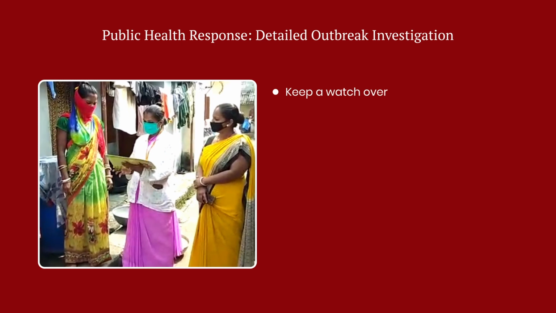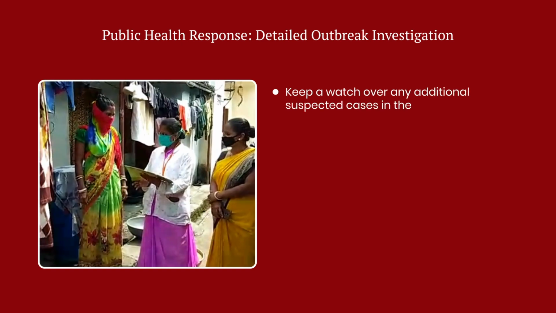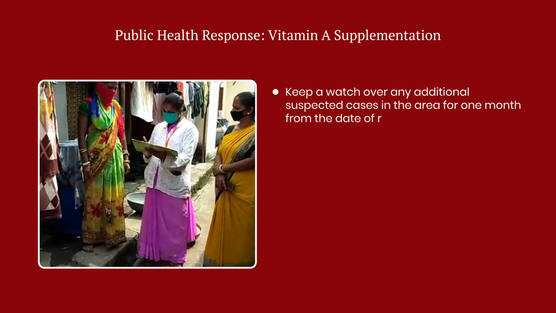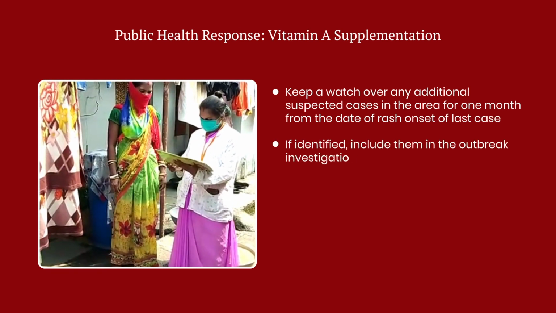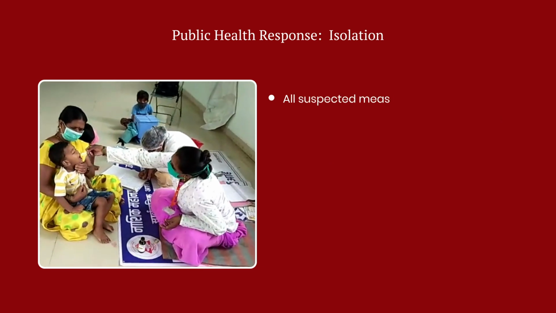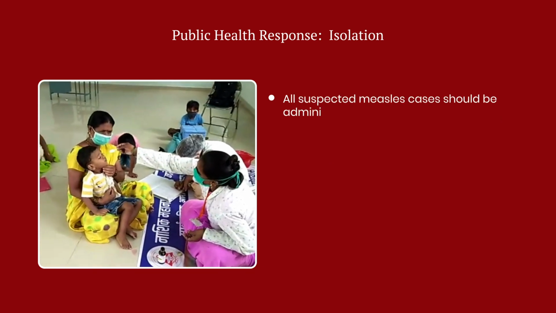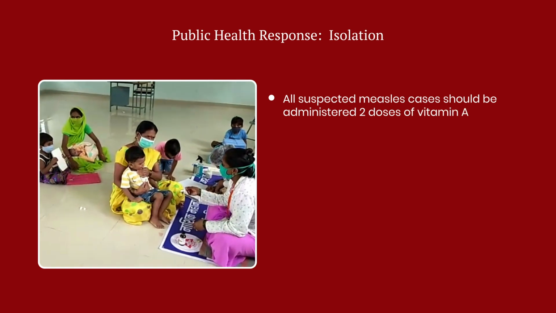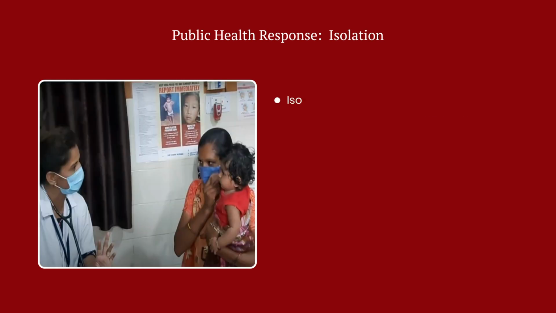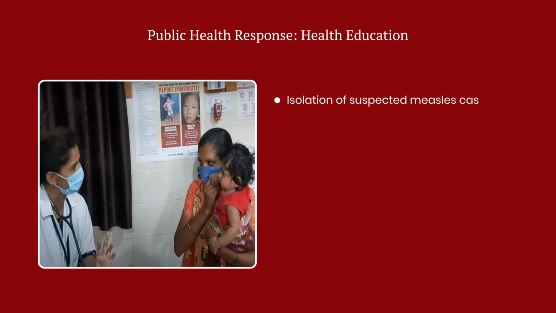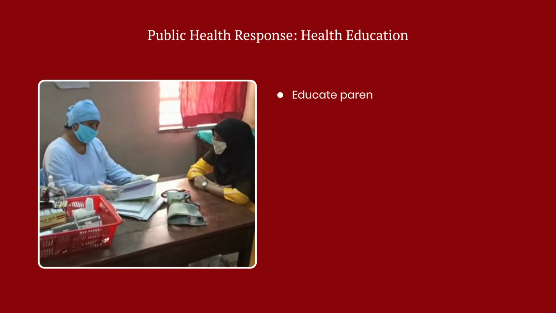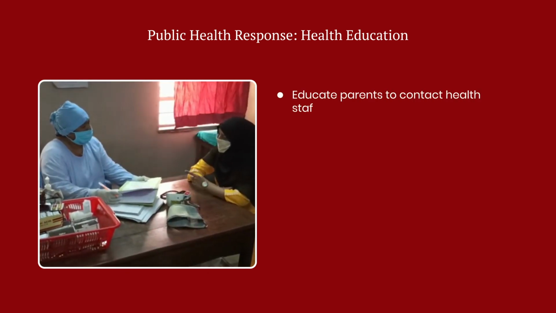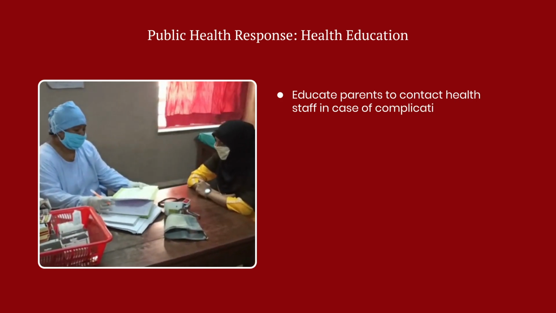Keep a watch over any additional suspected cases in the area for 1 month from the date of rash onset of last case. If identified, include them in the outbreak investigation. All suspected measles cases should be administered 2 age-appropriate doses of vitamin A. Inform the family regarding isolation of suspected measles case in a 4 days period from rash onset for preventing further spread of infection. Educate parents to remain alert to any common complications and whom to contact in case of complications.